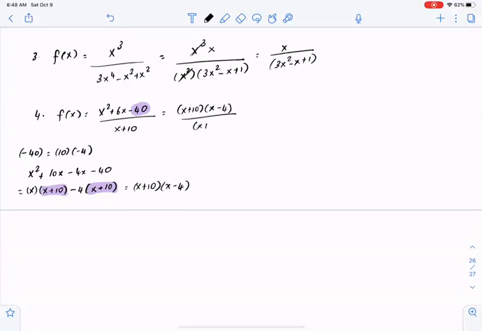Now I divide it by x plus 10. Now it seems like we've got a common factor, x plus 10. So I can cancel that, which will leave me with x minus 4. So what looked like an intimidating rational expression simply reduced to x minus 4.